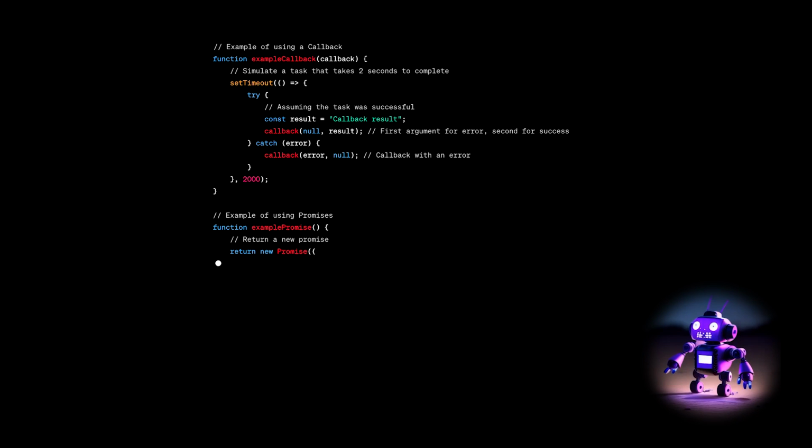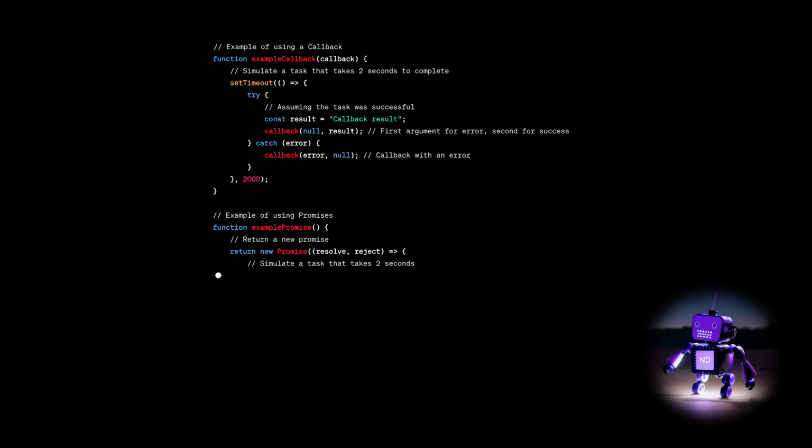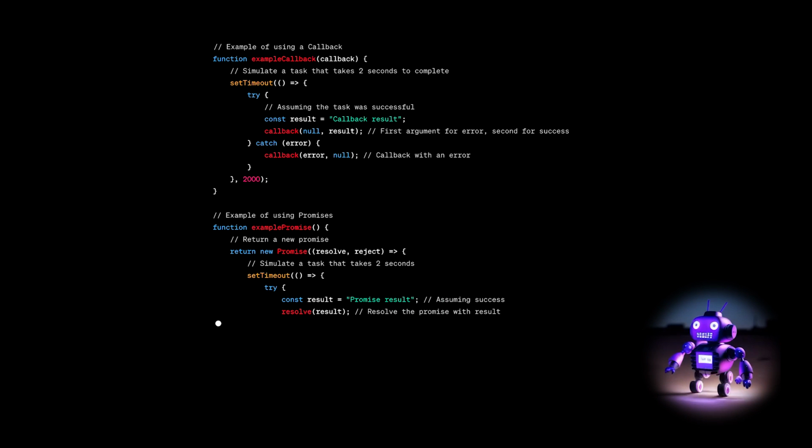Moving to the example promise function, we encounter the promise API, which represents a significant improvement over callbacks for handling asynchronous operations. A promise in JavaScript is an object that may produce a single value sometime in the future, either a resolved value or a reason that it's not resolved. For example, a network error occurred.